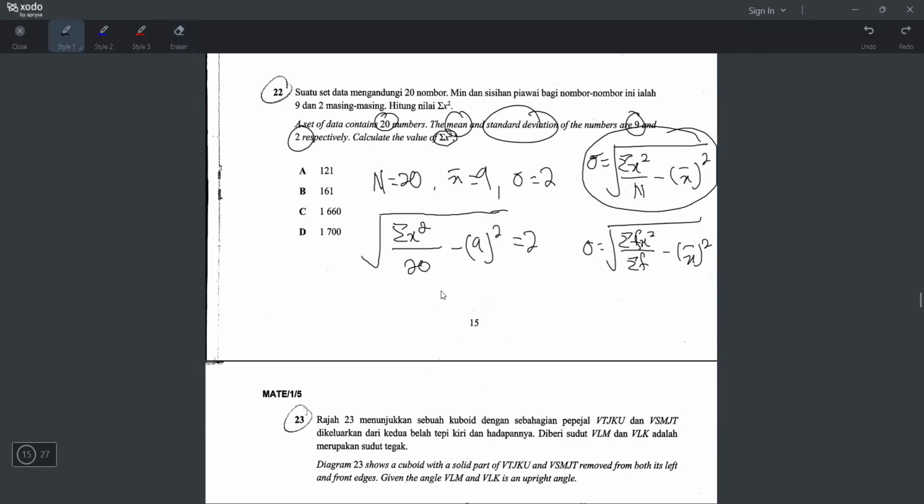So the minus 9 squared is inside. You can work out 81, but you cannot move it first. First you have to move the square root. Square root, when you move over there, becomes squared. So what is 2 squared? 4. Now you can move the 81. So now it becomes sum of x squared over 20 equals 4 plus 81, which is 85. So now you just do 85 times 20. Press this in your calculator, then you will get your final answer. Let me press. Okay, my calculator says 1700. So that's the answer. Okay, done.